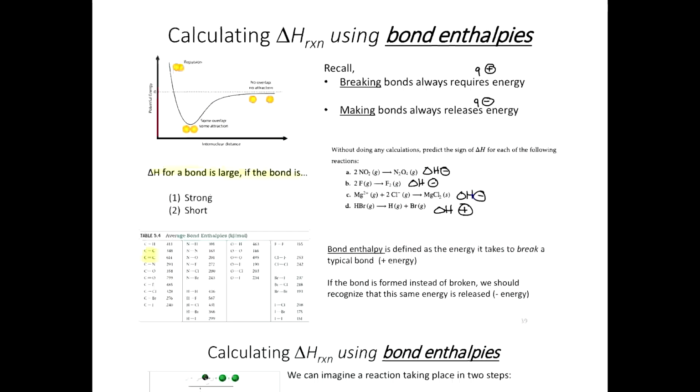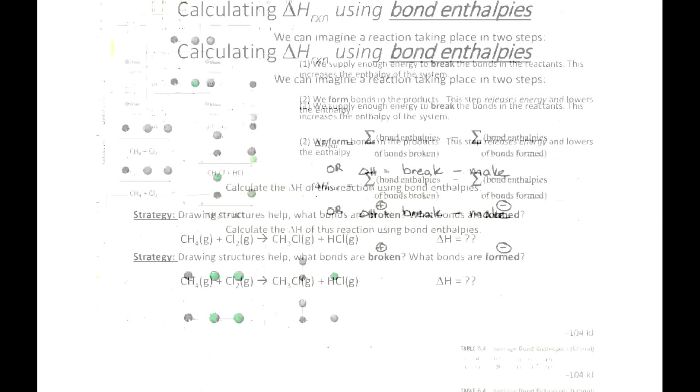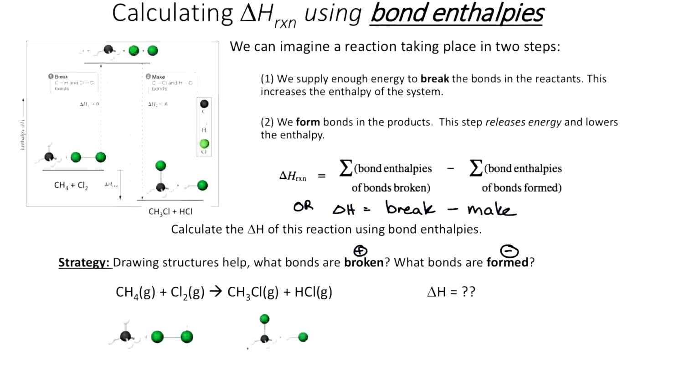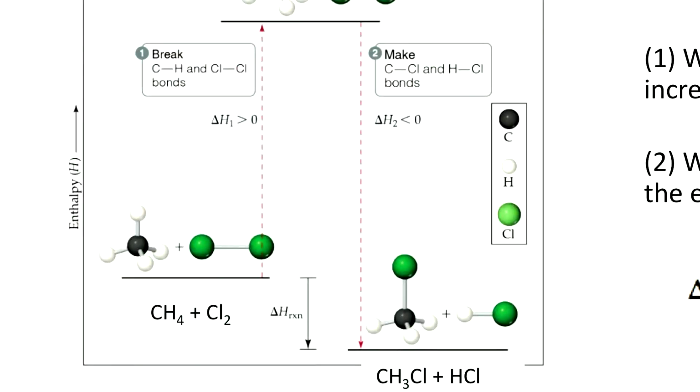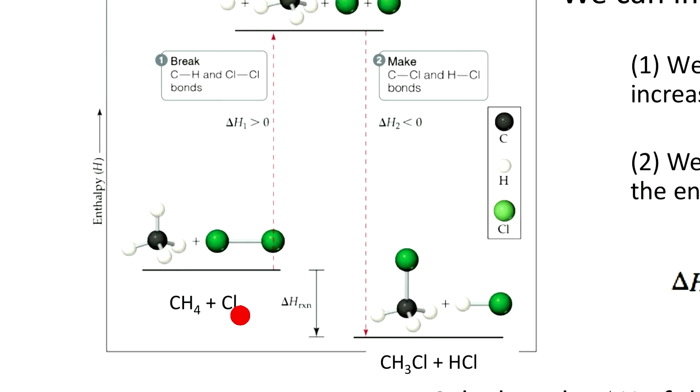So how is this helpful for us? Well, if I give you a chemical reaction, you can kind of play like Legos. If you break all the bonds that you need to, then form all the bonds that you need, figure out the energy required to do that, add up all those steps, there you have your delta H of your reaction. So here's an example. Let's say we start with CH4 and Cl2. And here are our products, CH3Cl, with a chlorine attached, and HCl.